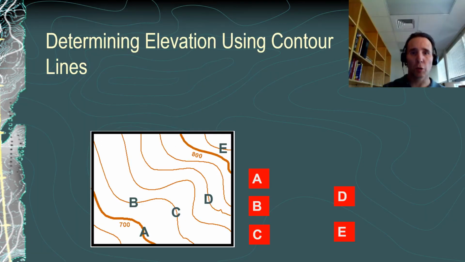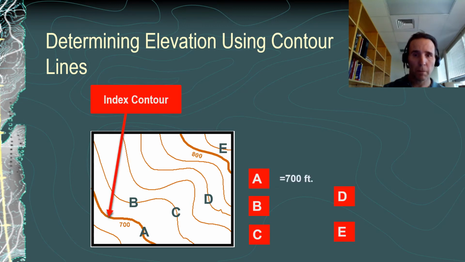We can use contour lines to indicate elevation, otherwise known as altitude. Elevation or altitude is the height in feet or meters above sea level. Topographic maps use 2 types of contour lines. Index contours are bold lines with the elevation listed as shown at point A. Lines that do not have elevations listed are called intermediate contours.